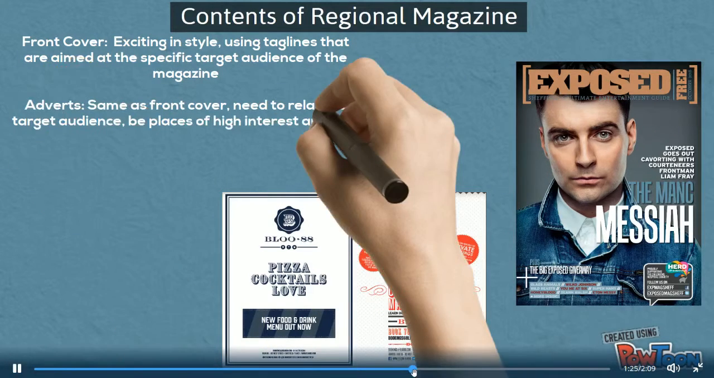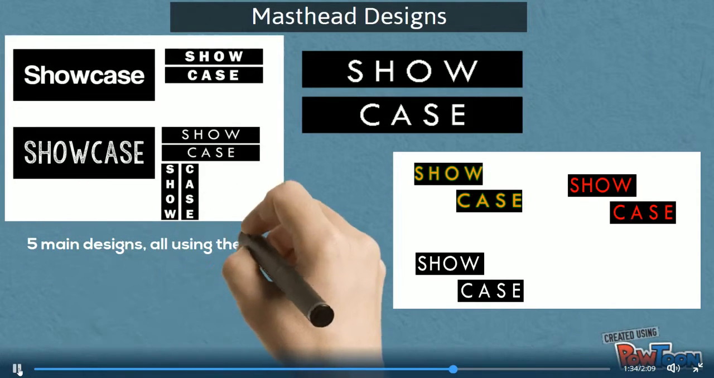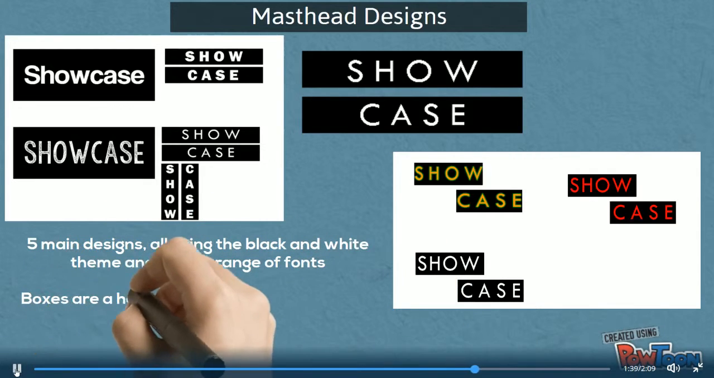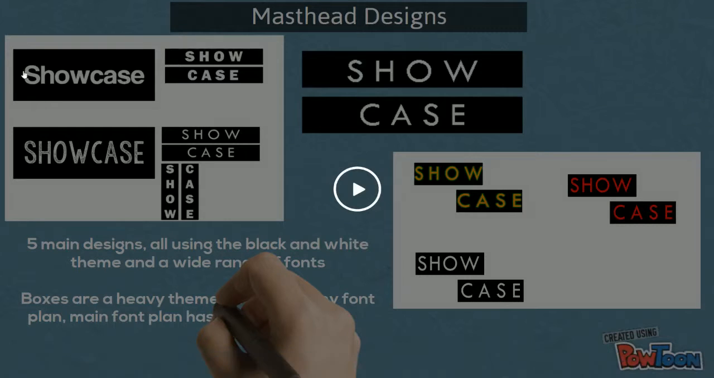We then get on to the next subject, and I want to look at my masthead designs. There's been a lot of work that has gone into developing the mastheads to the highest extent possible. We start off at the left hand side with the original designs. As you can see, there's a clear use of boxes, a heavy theme throughout my masthead designs. And you can see that I've split it into two: the boxes as a whole, and the boxes split up into two.